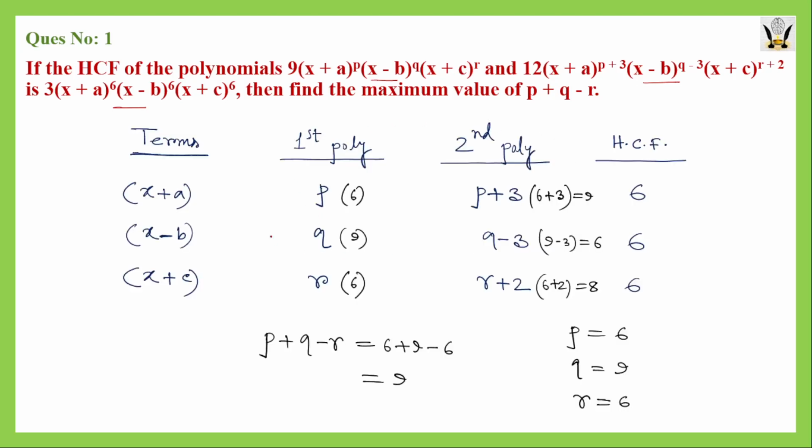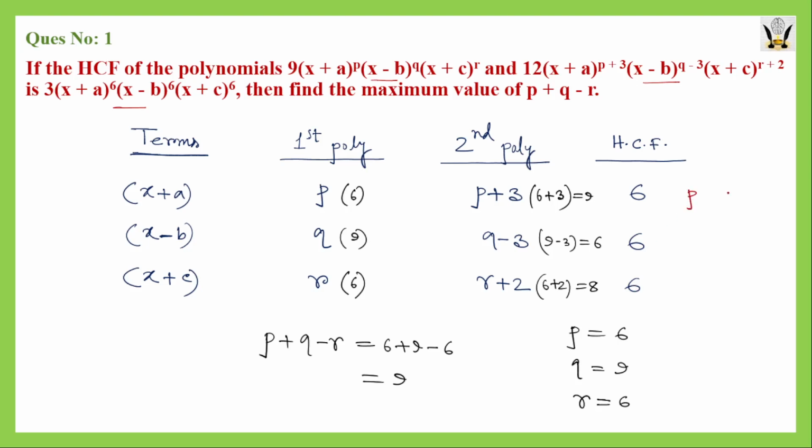Now this is the table that I was talking about. In the first column, I have written all these three factors: x plus a, x minus b, x plus c, for the first polynomial, for the second polynomial, as well as for the HCF. In the first polynomial, the power or exponent value of the factor x plus a is p, as it is given. Similarly, for the second factor x minus b, it is q and q minus 3. For the third factor x plus c, it is r and r plus 2. And for the HCF, all the exponent values are the same, that is 6, 6, and 6.